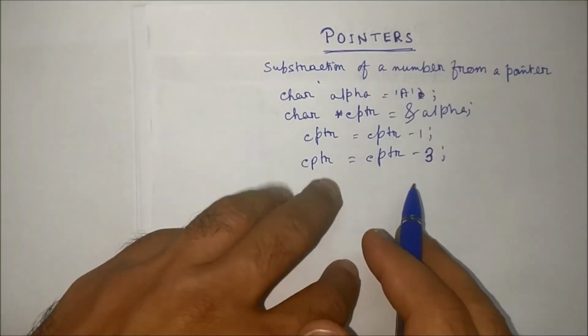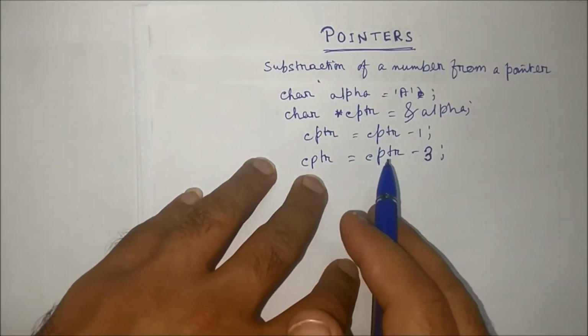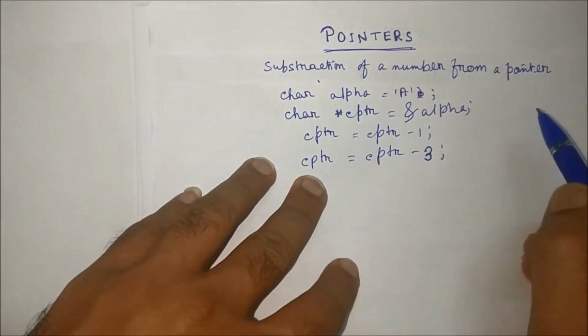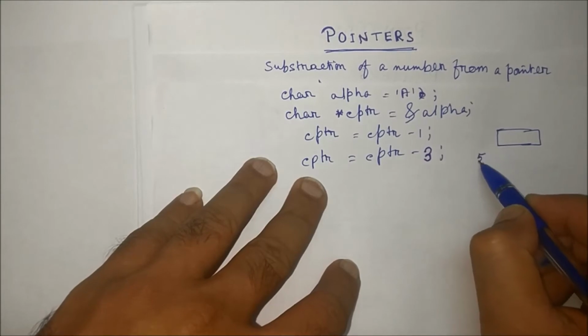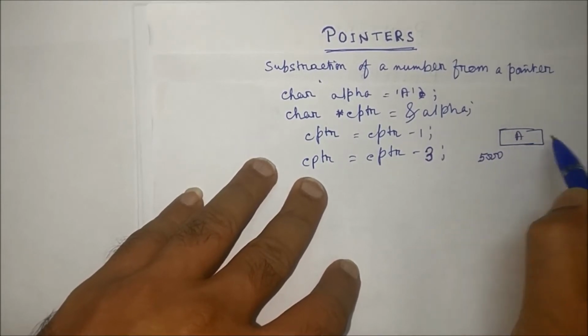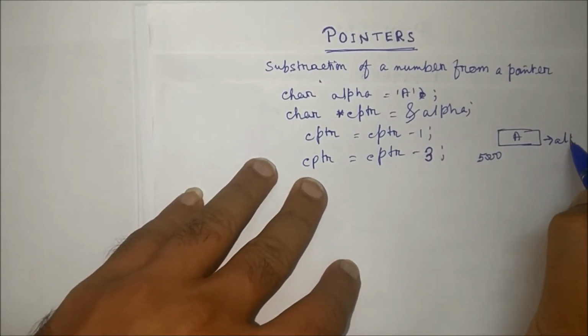Now let us see how this subtraction operation will be performed on a character pointer. Here we have declared a character variable alpha is equal to a, right? Suppose this character variable is getting stored at 5000. This is the location of alpha.